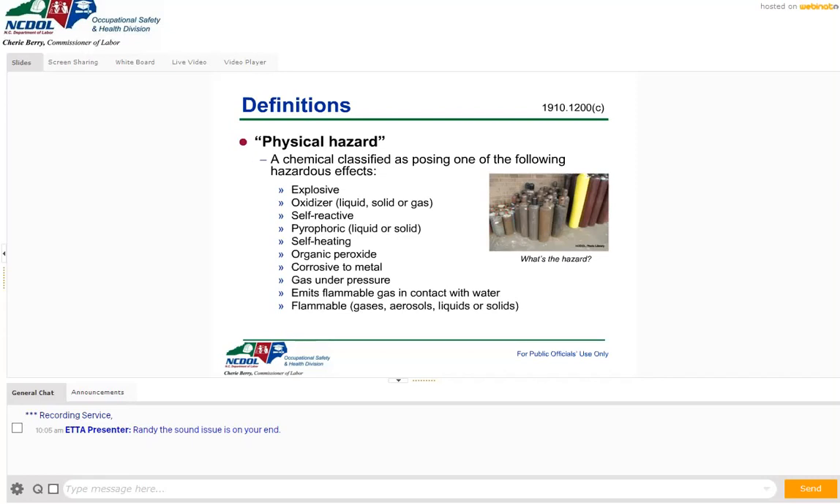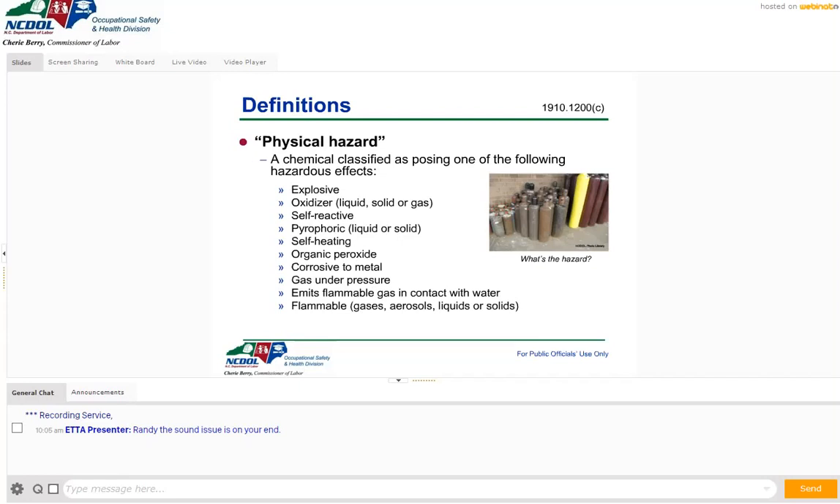Now, what you have at home, it releases oxygen. It's an oxidizer. But there's usually a big difference between the hydrogen peroxide that you have at home and the industrial strength peroxide that a manufacturing plant might have. Another example, when I was in the pharmaceutical industry, we had sodium hypochlorite, which is bleach, but we had super strong bleach solutions that were way stronger than what you'd buy in the grocery store. But bleach is still hazardous. So again, corrosion to metal, gas under pressure, emits flammable gas, or it is flammable.